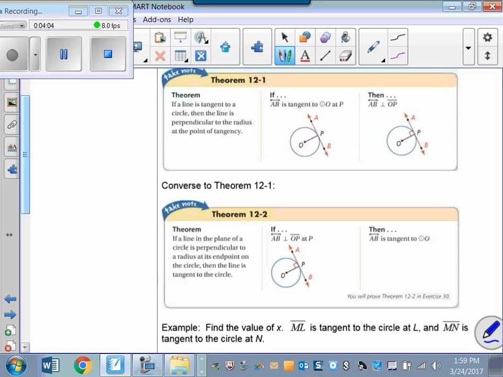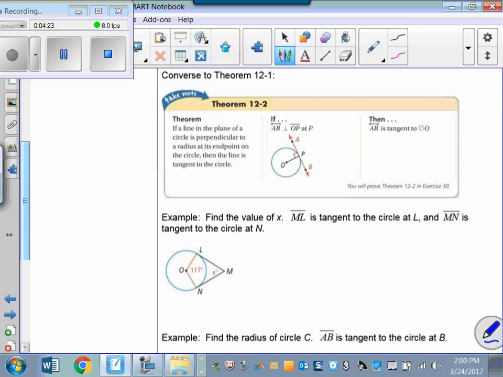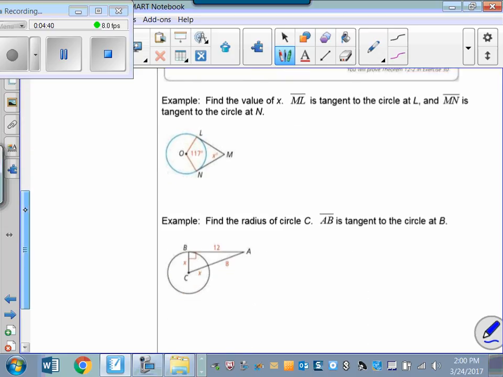The first one we have just says that if I got a line tangent to the circle, then if I draw a radius, the point at which that radius touches that tangent line, well, the tangent line will be perpendicular to that radius there. Okay, that's theorem 12.1. And then 12.2 is just the converse of that. So if I know that this line, AB here, is perpendicular to the radius, OP, then I know that that line AB has to be tangent to the circle. Okay, so let's look at an example so that we can maybe use that theorem and its converse.